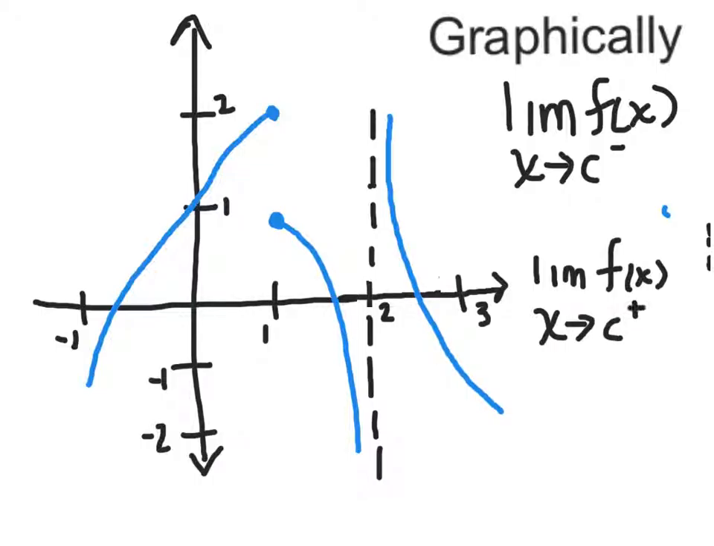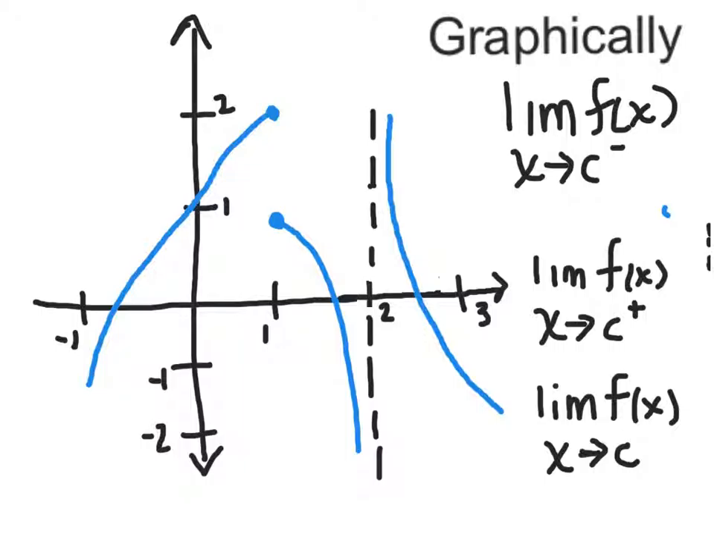When there's a little positive in the exponent position of the c, that means coming from the right-hand side on the graph. And when we say x is approaching c with nothing in that exponent position, we're talking about the value of the function at c.